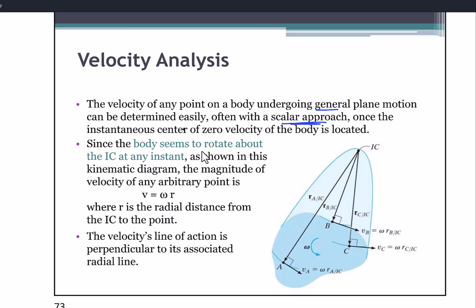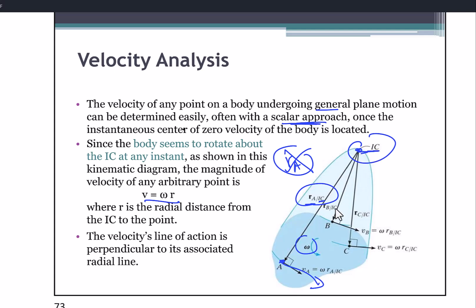For example, since the body here seems to rotate about this IC at any instant, the magnitude of the velocity of any arbitrary point, for example A, can be found using the regular formula. So this V is the rotational velocity, angular velocity times the relative position. So this is not an absolute position. You notice in there it's not RA, but it's RA relative to this IC point. We will carry this for these types of analysis. You'll see them often.